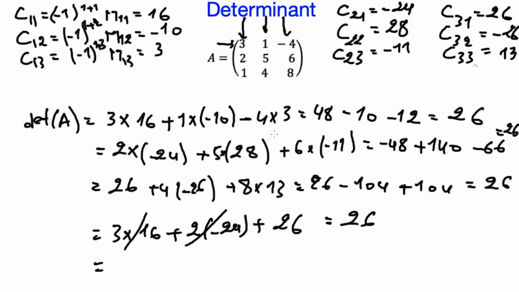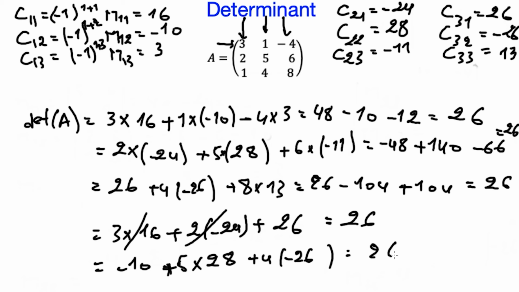And the same when we go with the second column here, it will be 1 times its corresponding cofactor here, C12, so it is 1 times minus 10, which is minus 10, plus 5 times C22, which is 28, so plus 5 times 28, plus this 4 here times this minus 26, so it will be plus 4 times minus 26, and this must be also equals 26.